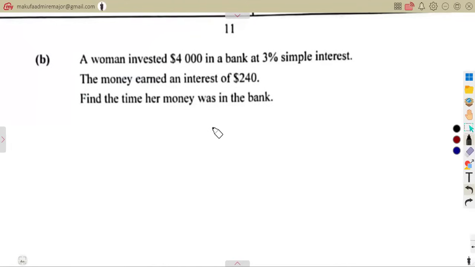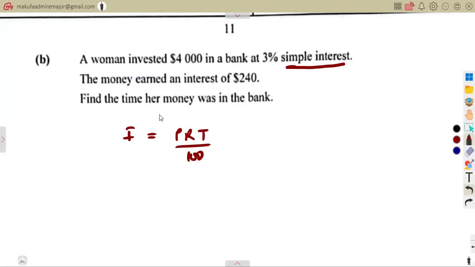Then B, we are given that a woman invested 4,000. So this is the money invested in a bank at 3% simple interest. Take note of the interest that you are working with, which is the simple interest. If you're working with the simple interest and you are not given the total amount, you can just use your formula that interest is equal to principal times rate times time over 100, if you understand this formula.